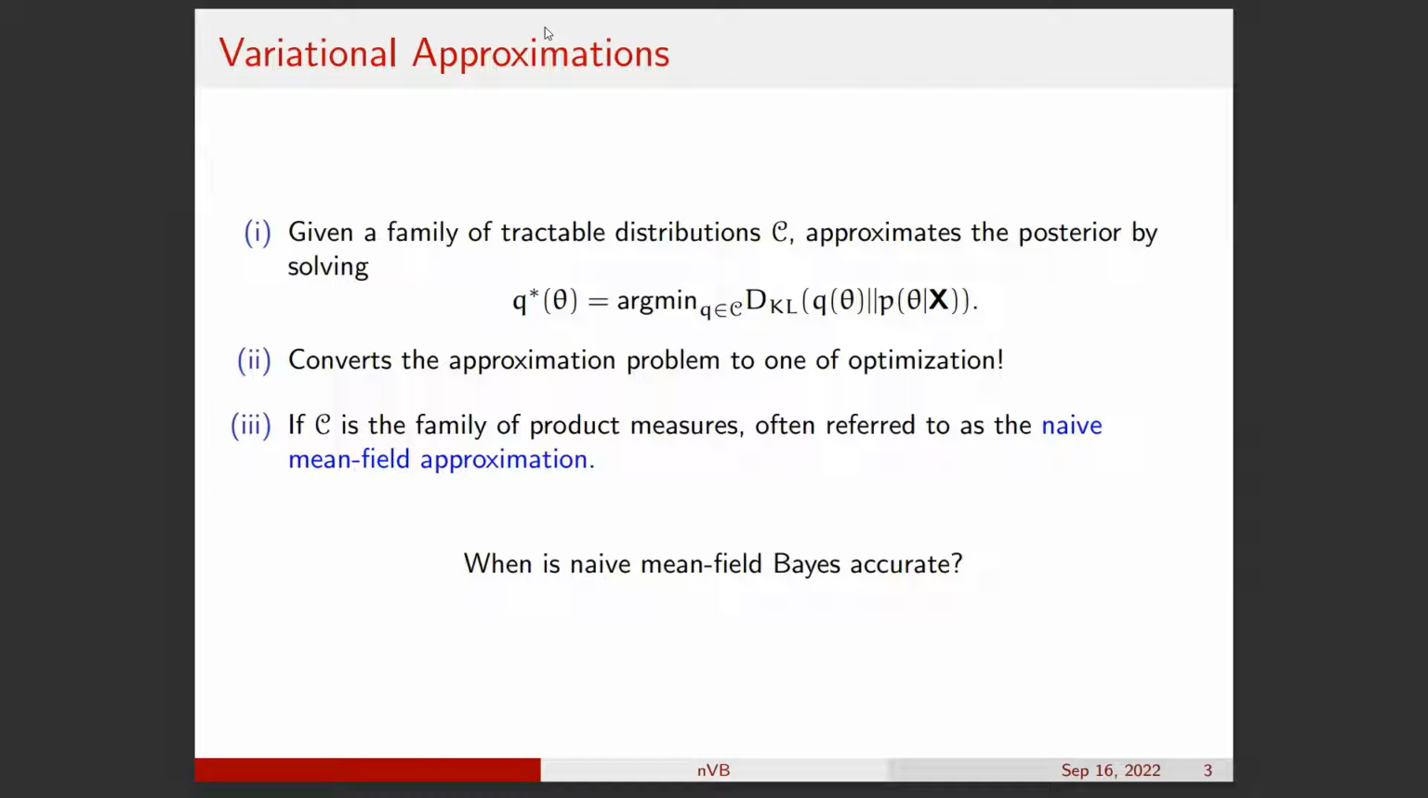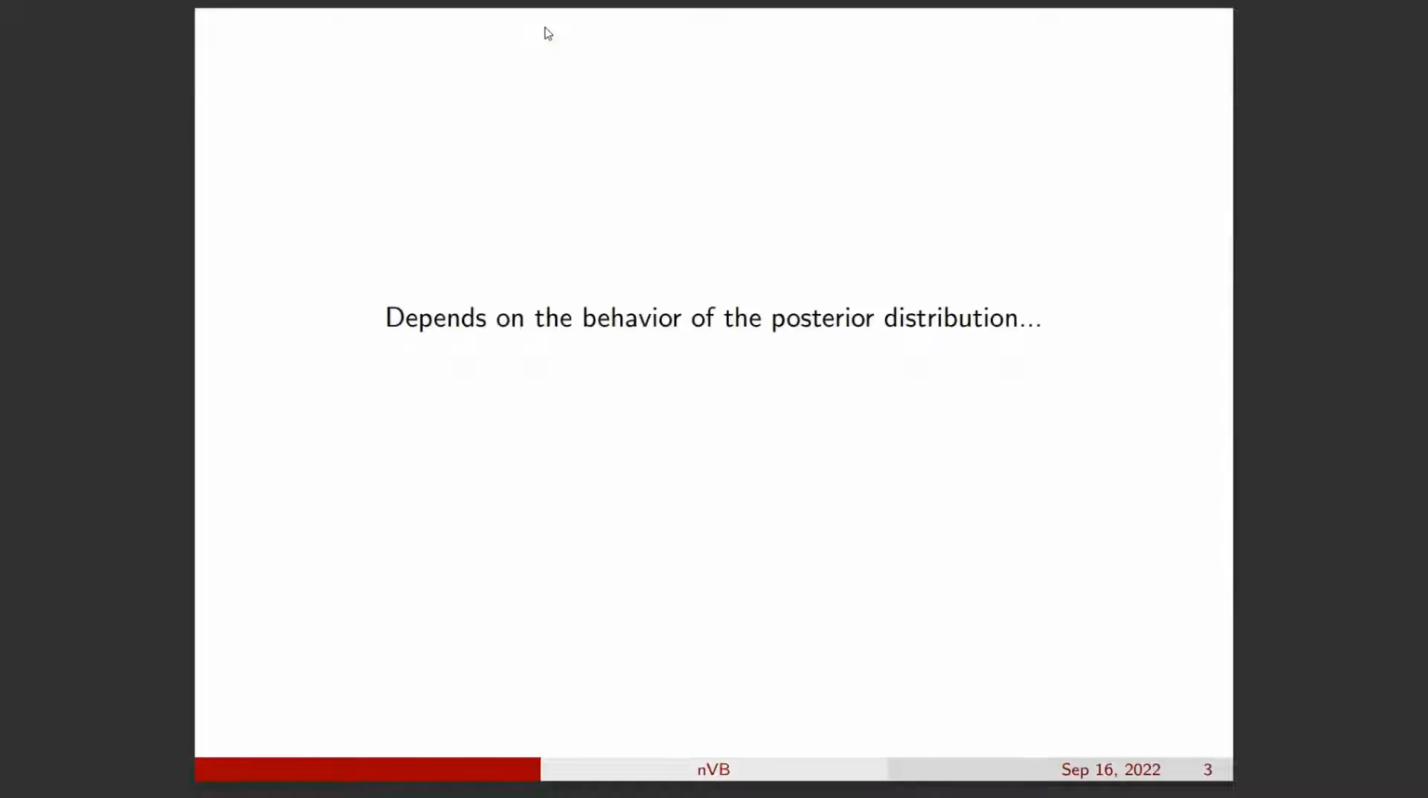And this has been used increasingly in applications in modern machine learning, for example, in models with latent variables, and it really speeds up computations by orders of magnitude. But today we'll try to look at the theoretical properties of these approximations, right? When are they reasonable? So it turns out our understanding of the accuracy of these approximations is very much tied to the actual behavior of the posterior distribution as a whole.